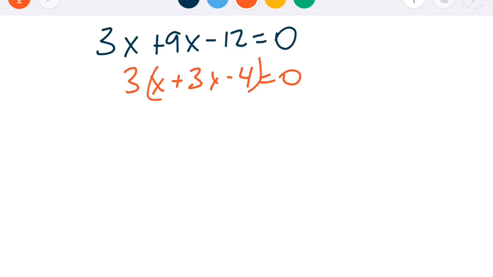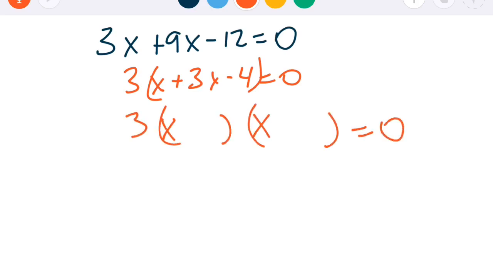So now we need to factor what is inside of the parentheses. So this is a basic factoring problem inside the parentheses. So we need two numbers that multiply to negative 4 and add to 3. We have a negative number and a positive number. So the only options for 4 are 4 and 1 and 2 and 2. Now it's negative 4, and we have to add to positive 3.